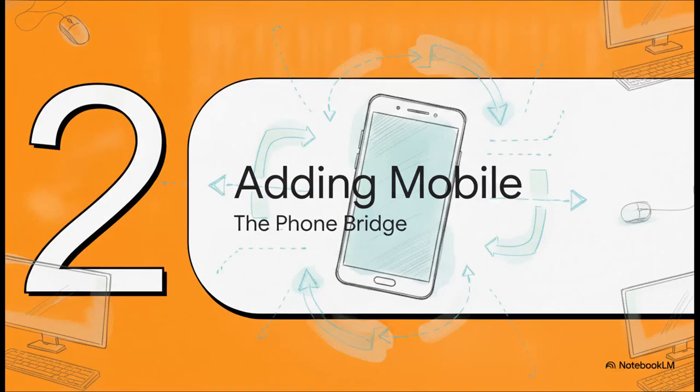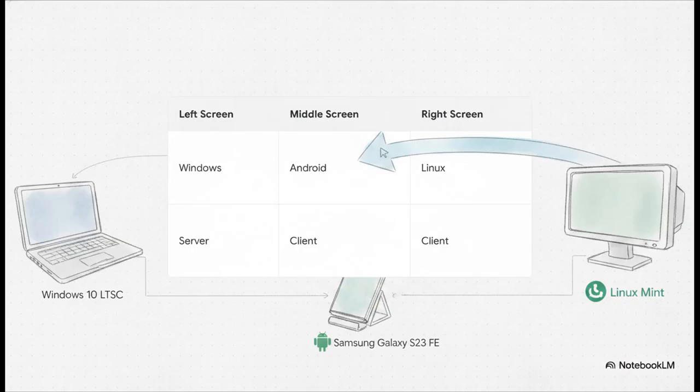Section 2. Adding mobile to the mix. Okay, let's see how this builds when we drop an Android smartphone right into the center of the workstation. Picture your desk right now. On your left is your Windows laptop acting as the server. On the far right is your Linux monitor, and smacked right down in the middle is your Android phone. The goal here is to slide your cursor seamlessly from the laptop, straight across the phone's touchscreen, and right onto the Linux monitor on the other side.